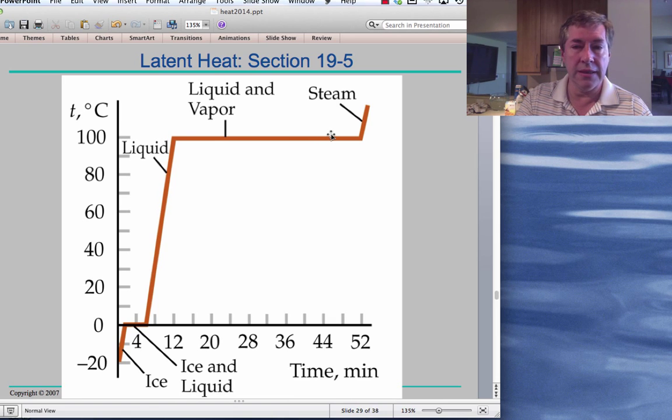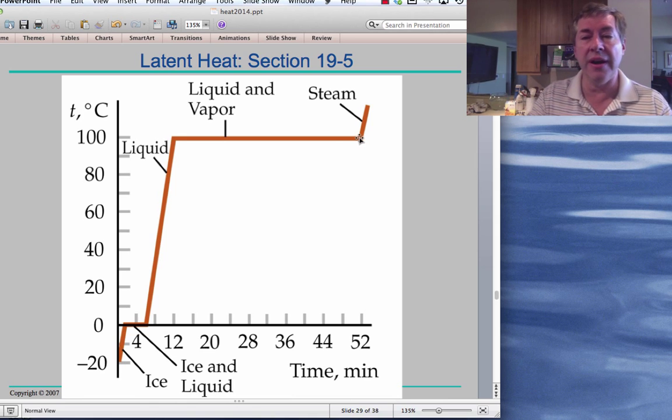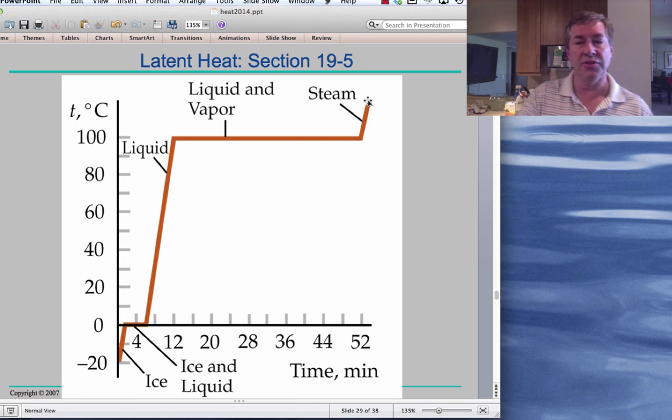And finally, in this case, this is if you had more water or a less efficient burner, finally it was all steam, and then it starts going up. The temperature of the steam starts going up because now you have the heat capacity of an ideal gas.